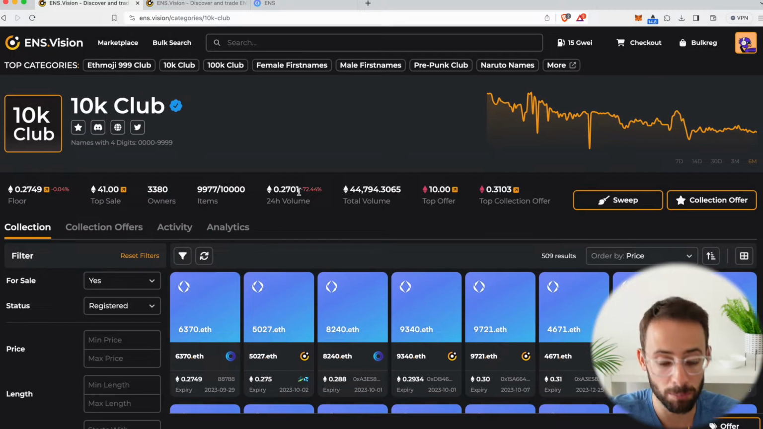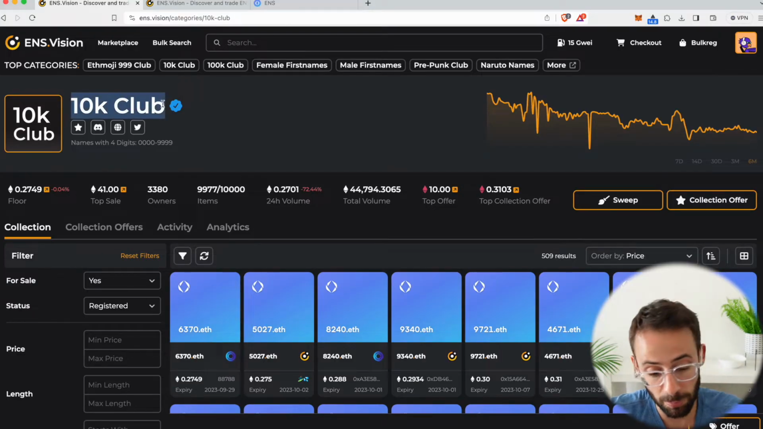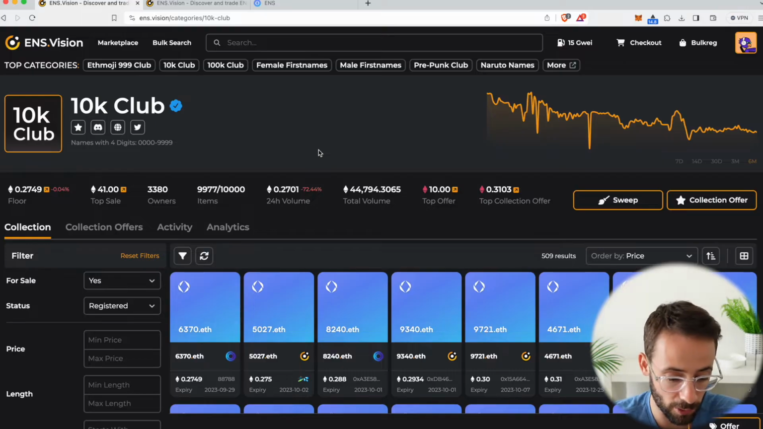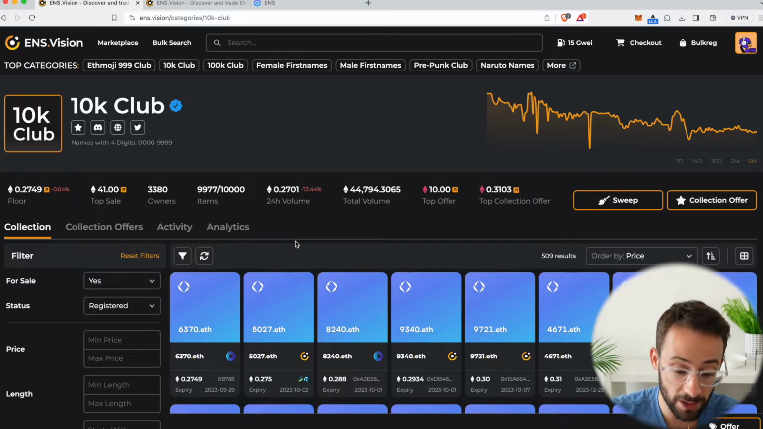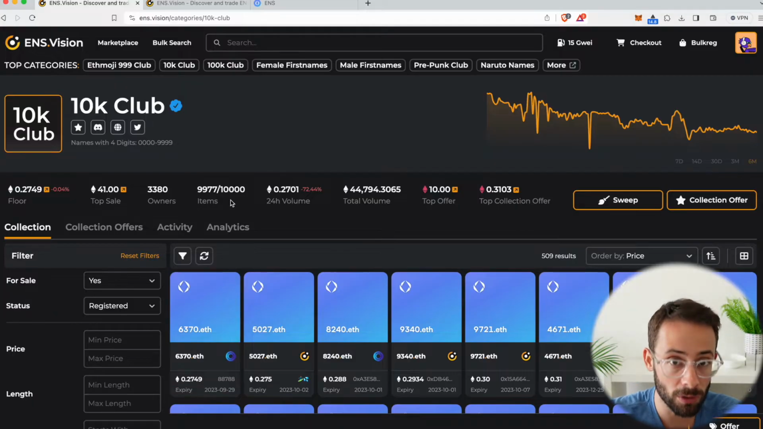And if we do hit another bull run, the reason why you might want one of these is because the 10K Club is probably going to do well, if any ENS category is going to do well, and so it could easily go back up above 1 ETH or 2 ETH if, and it's a big if, we hit another bull run soon. Now the issue with having a four-digit ENS domain is that the renewal costs are higher.